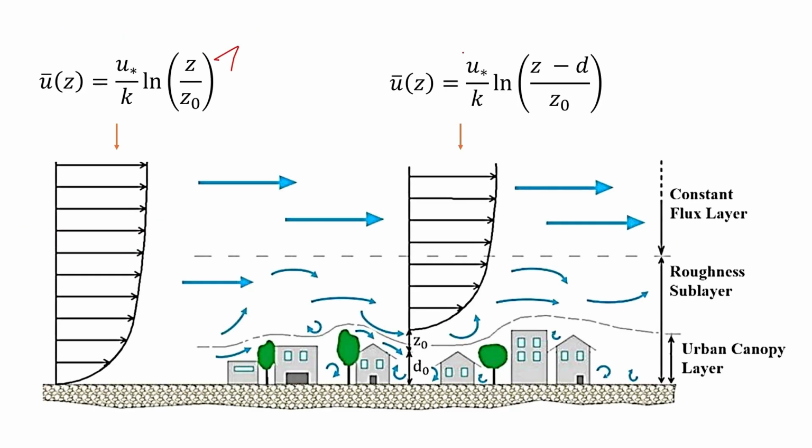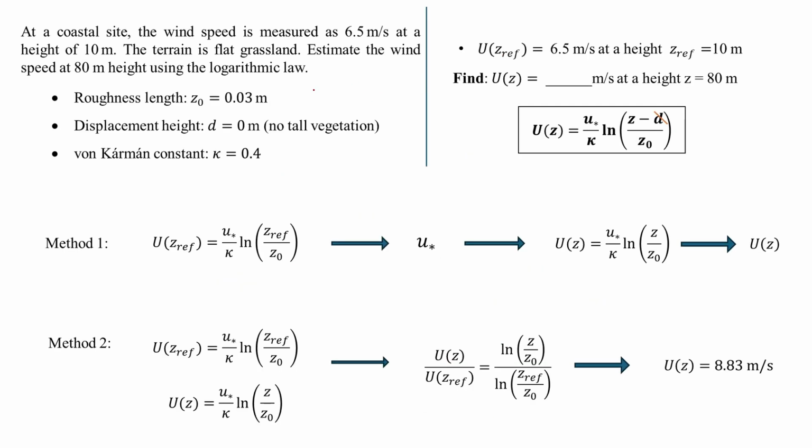Again, same, just both formulas. This is no d, that means without obstacle we are using. D term is there, means with obstacle we will use. So here they mention one problem. They have a reference velocity 6.5 meter per second at 10 meter. Okay, so I am taking that reference height, Z reference, as 10 meter. The velocity at this altitude is 6.5 meter per second, and they mentioned this is a flat surface.